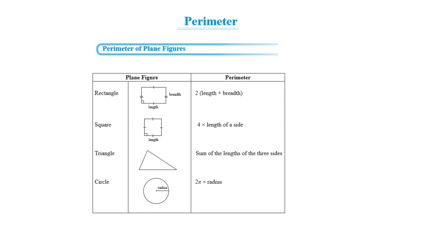Next, triangle. You have 3 sides. The sum of the lengths of the 3 sides makes the perimeter of a triangle. Then you have a circle. If you know the radius here, to find the circumference of the circle, you can use this formula: 2 pi into radius. Okay, now you can try the review exercise.